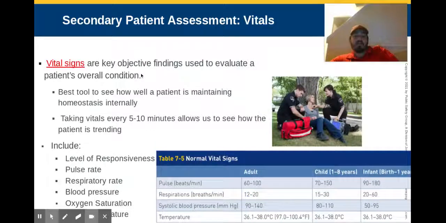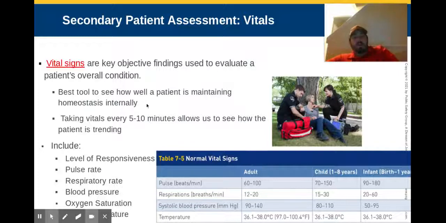And then the last part here is vital signs, all right? And vital signs are key in evaluating the patient's overall condition. If you've ever been to the hospital or visited somebody in the hospital, right, you'll see every patient is always hooked up to monitors to monitor their vital signs because it is the best tool to see how well a patient is maintaining homeostasis internally, right? Yeah, we can look at somebody, we can palpate, and we can ask some questions, but somebody might not feel that bad, and then all of a sudden, boom, crash and die, right? Well, if we were looking at their vital signs, we would have seen that they were probably starting to trend down.